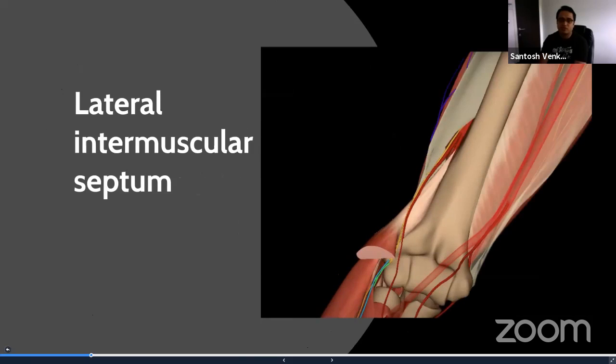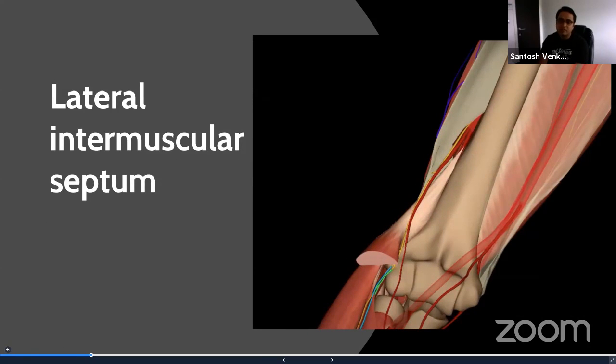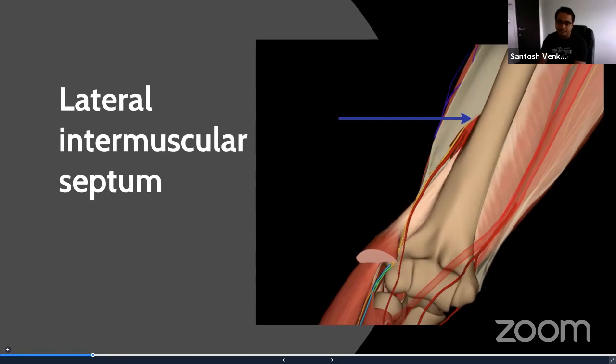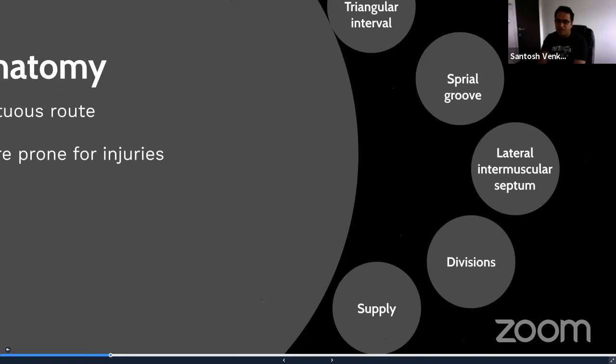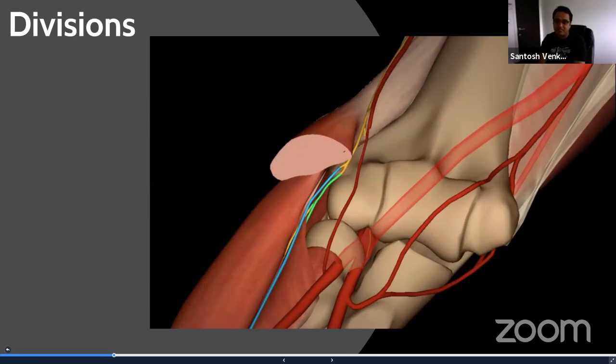Then after passing through the spiral groove, it goes into the lateral intermuscular septum. The landmarks vary as to how high above the lateral epicondyle it will be, but it passes through the lateral intermuscular septum, and that's another fixed point where it comes through. Then it passes between the brachialis and brachioradialis, comes further down and divides into its motor and sensory branches. That's the main trunk there.